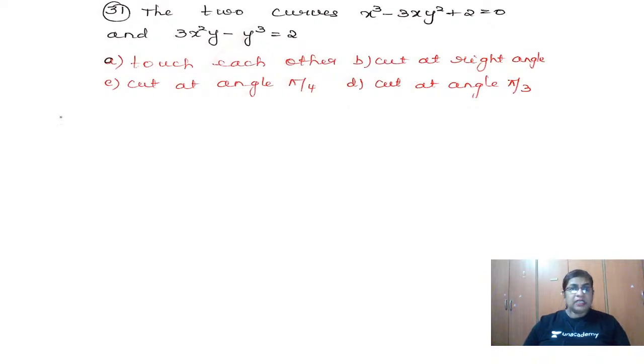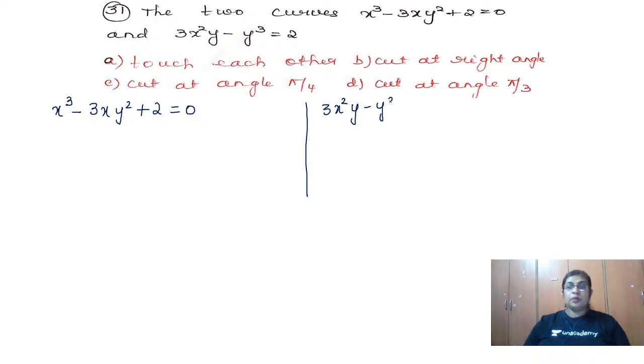Now we take the first curve: x cube minus 3xy square plus 2 is equal to 0. And the next curve is 3x square y minus y cube. The idea for this logic is that all the terms should be on the left side itself, equal to 0 only. In the second curve I have equal to 2, so bring that to this side: minus 2 is equal to 0.